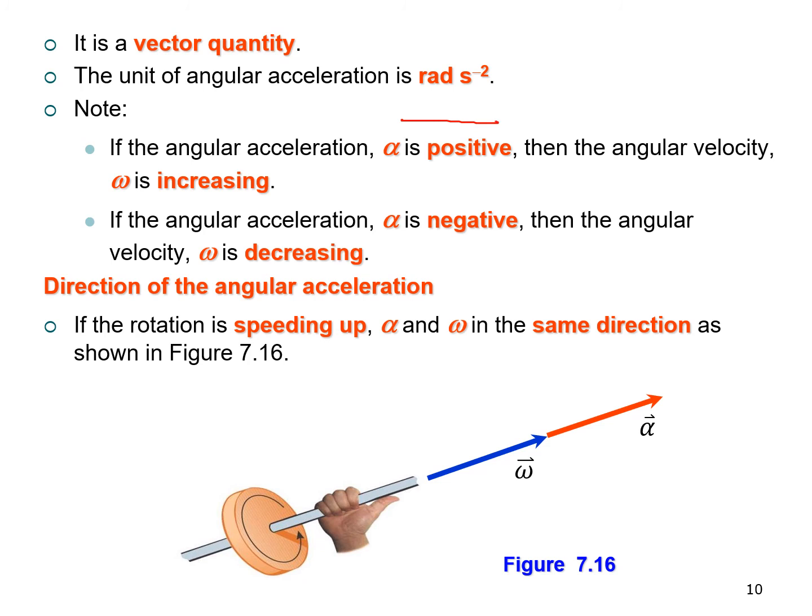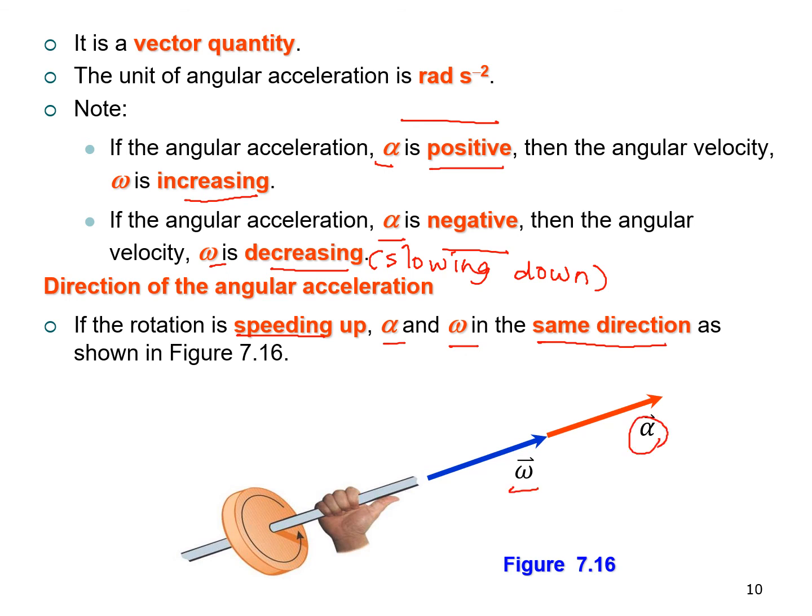Note, if the angular acceleration alpha is positive, it means the angular velocity is increasing. If the angular acceleration alpha is negative, then the angular velocity omega is decreasing, meaning our motion is slowing down. For the direction of the angular acceleration, if the rotation is speeding up, alpha and omega are in the same direction.